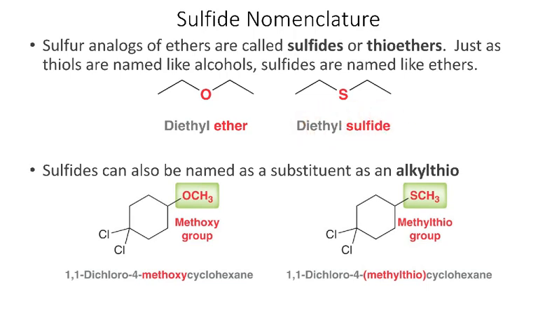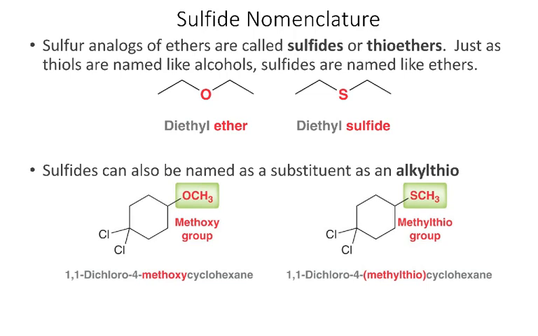Now, to be honest, if I ask you to name sulfides, I'll just expect you to know the common names. But I do want to show you the systematic names, so in case you see it, you have some idea of what you're dealing with. In the systematic name of ethers, which we do need to know, this would be a methoxy group. And so this would be 1,1-dichloro-4-methoxycyclohexane.